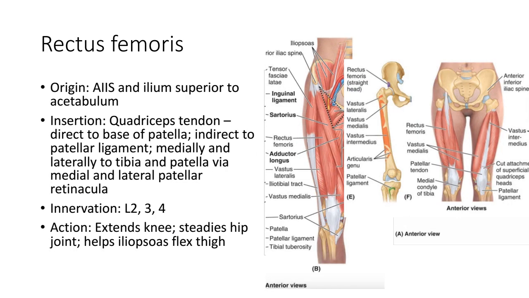The origin of the rectus femoris is the anterior inferior iliac spine and the ilium superior to the acetabulum, and it inserts on the quadriceps tendon. So it's directly inserted onto the base of the patella, and it's also indirectly inserted onto the patellar ligament, which is a little less stable. It also inserts onto the medial and lateral patellar retinaculum, which is medial and lateral to the tibia and the patella. It's innervated by L2, 3, and 4, which is the femoral nerve.